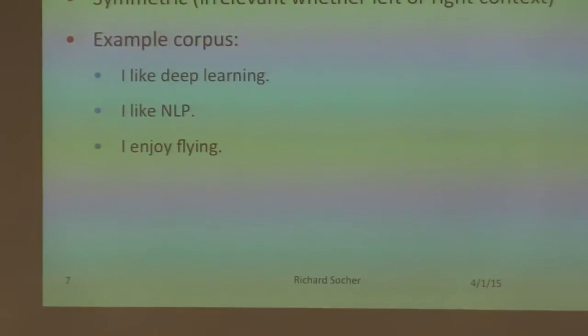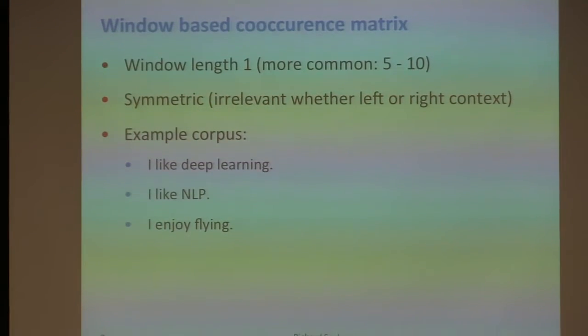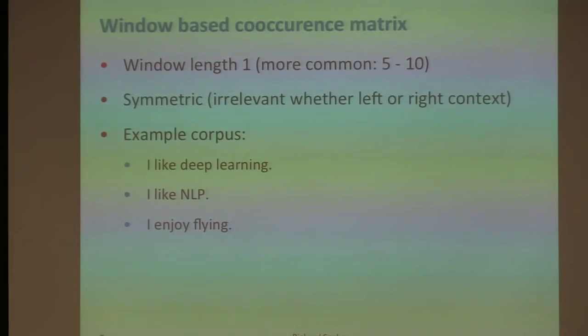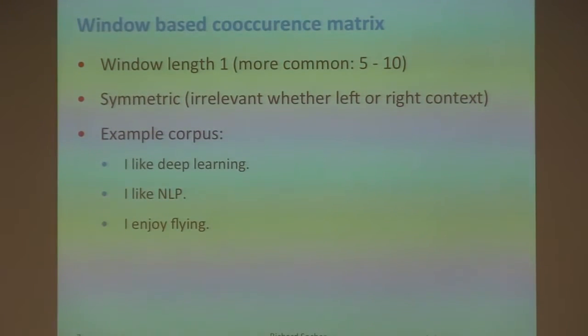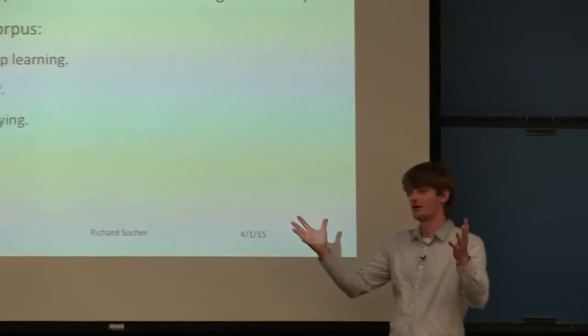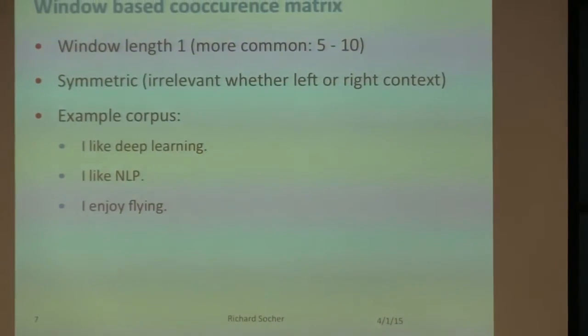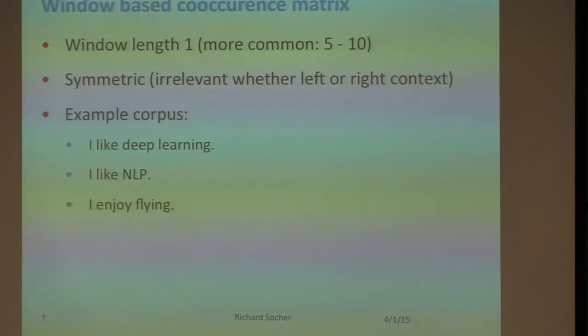So let's go through an example to give you some intuition of what this actually looks like. Let's assume for now our window length is 1. So for every word we will only look at the nearest left neighbor and the nearest right neighbor. And let's also assume for now that we have a perfectly symmetric setup, we don't really care if the context words, the neighboring words, are to the left or to the right. And to keep it simple, we'll just have 3 sentences in our entire corpus from which we want to learn the word vectors. The 3 sentences are: I like deep learning, I like NLP, and I enjoy flying.